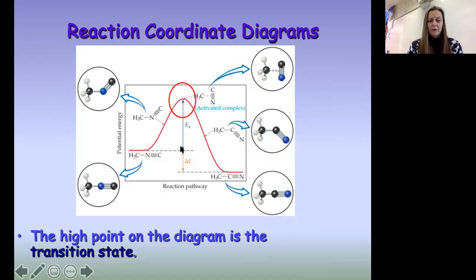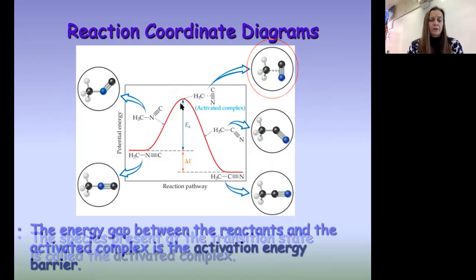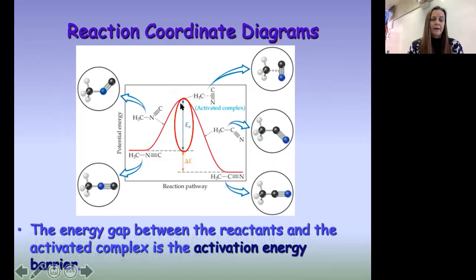This difference in energy between the reactants and that high point, this difference right here, is the activation energy. And that is really the barrier, that's that hill that we have to overcome in order for the reaction to happen. So we can read a lot of things out of a simple reaction coordinate diagram.